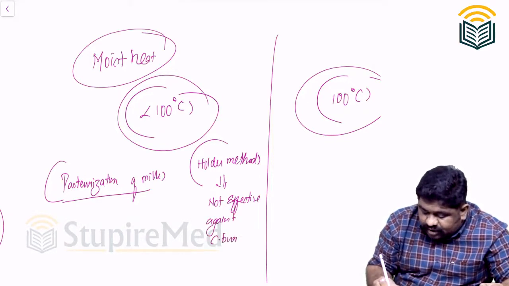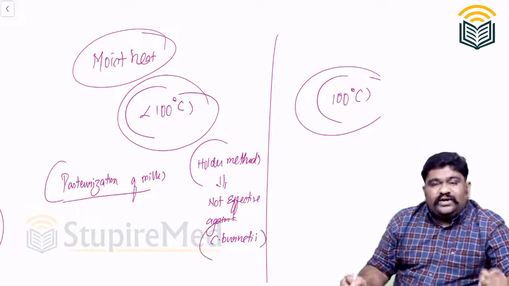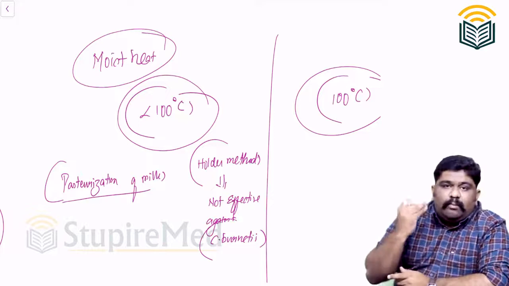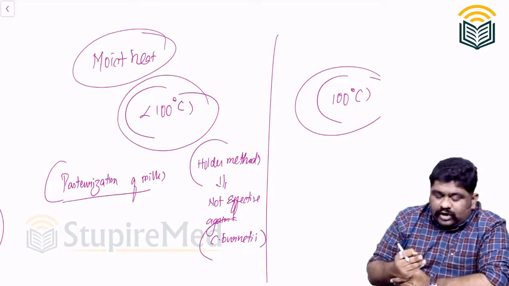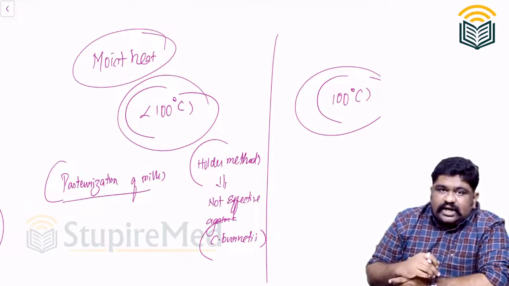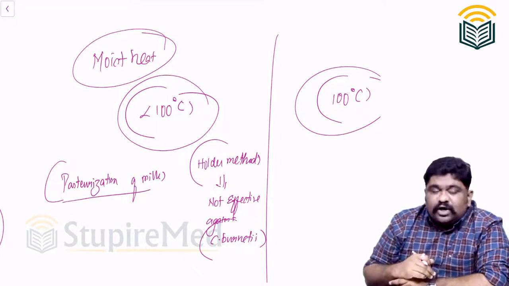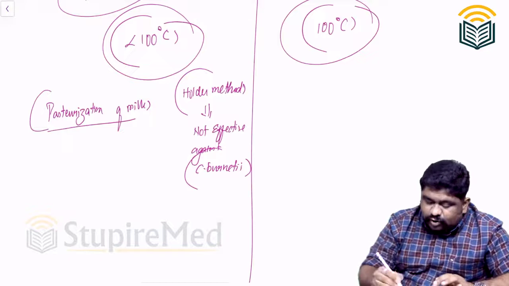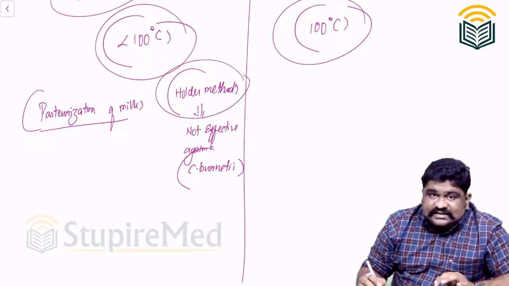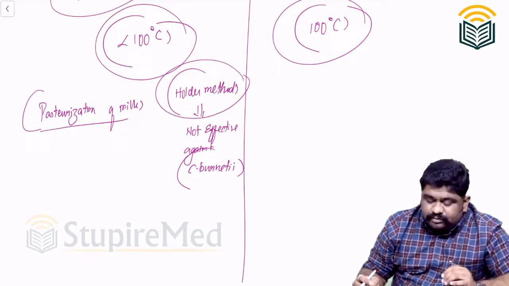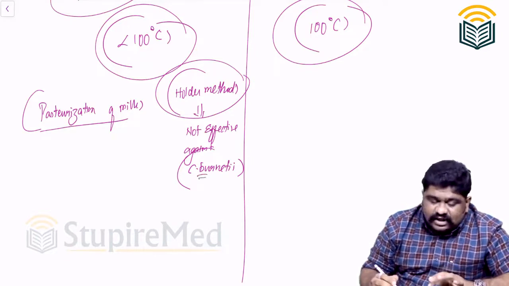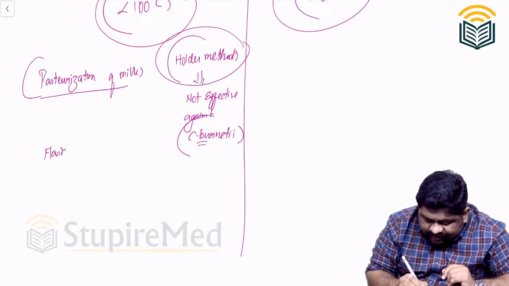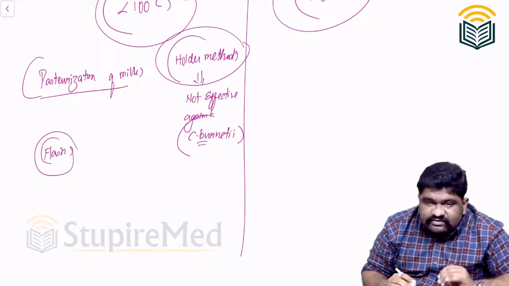That raises the question, what kind of organisms can spread through unpasteurized milk? Coxiella burnetii, Mycobacterium bovis, Campylobacter jejuni, and Brucella abortus. These are 4 major organisms that can spread through unpasteurized milk. So pasteurization of milk by the Holder method of 63 degrees Celsius for 30 minutes will not be effective against Coxiella burnetii. So I can go for the flash method: 72 degrees Celsius for a few seconds, like 15 seconds.